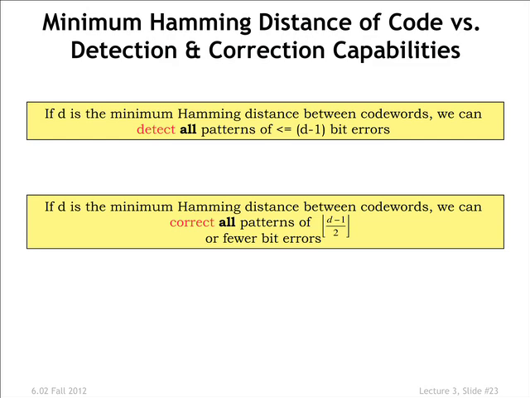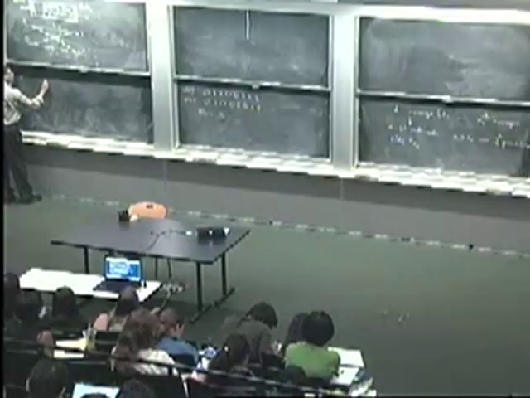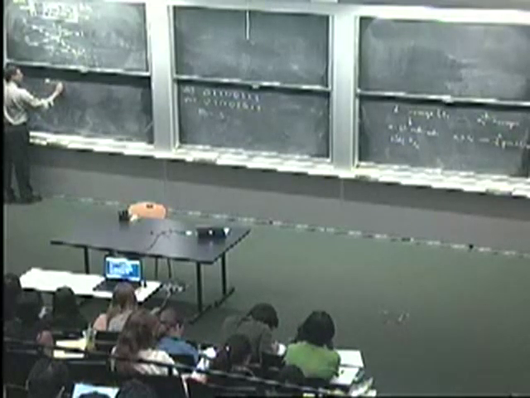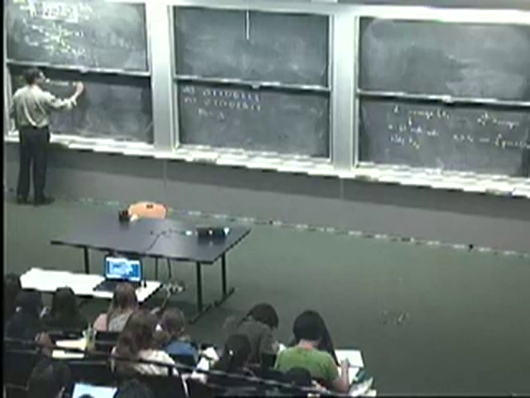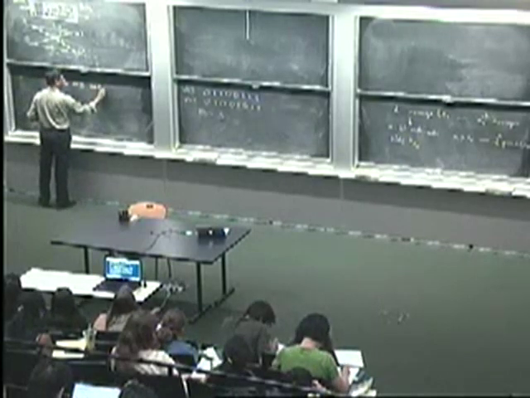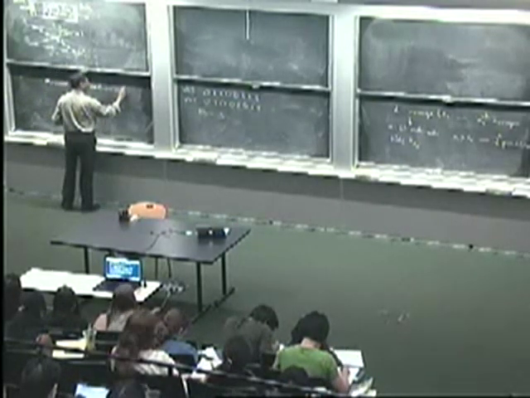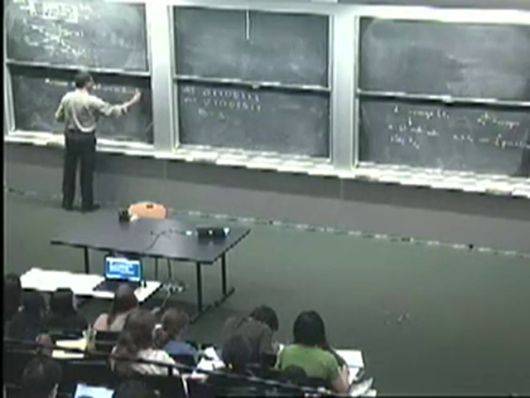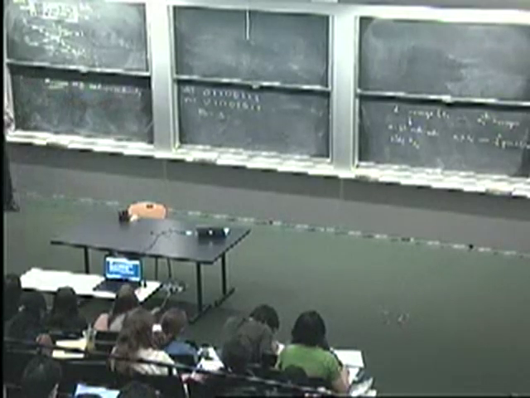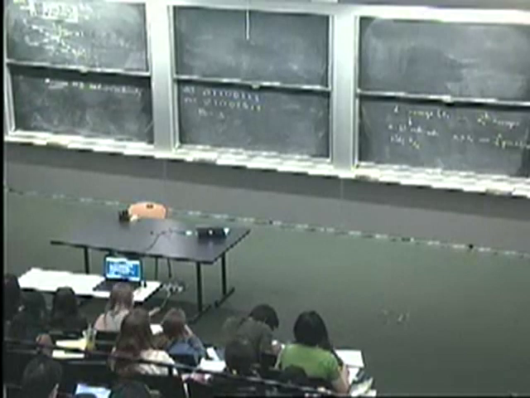So here's the general statement, in terms of Hamming distance and what you can do with the code. So first of all, I've got a set of code words. What's really important is what's the minimum Hamming distance between my code words. Because that's the point of greatest vulnerability. That's where I'm most likely to get confused.